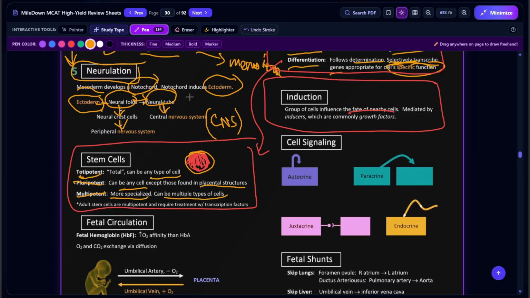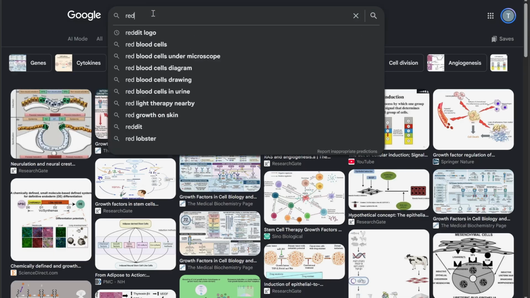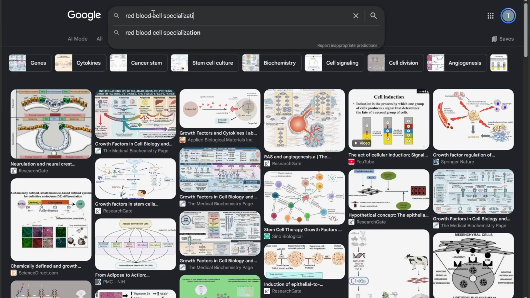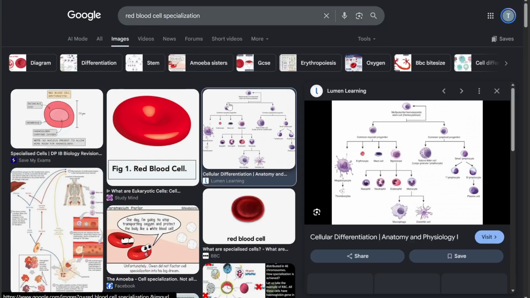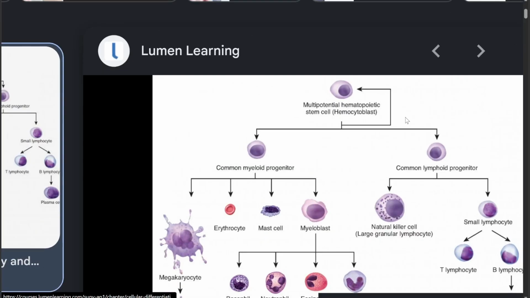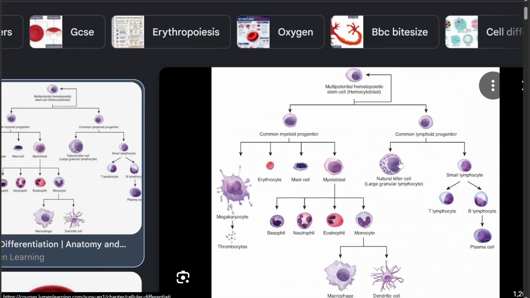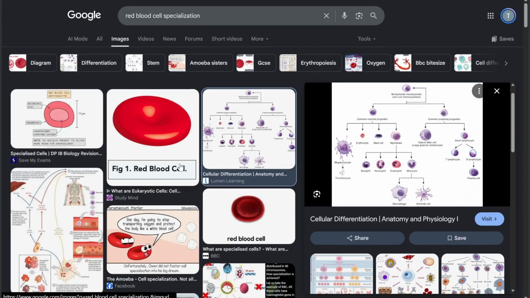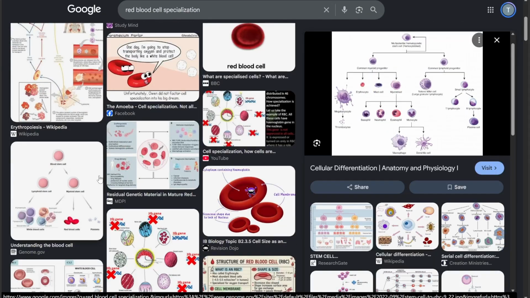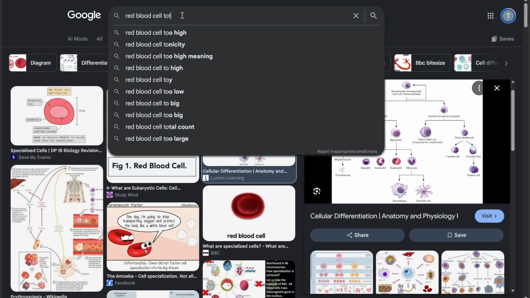So let's look at an example of a red blood cell specialization. Here we go. So let's say you have, oh, well, those are different types of red blood cells. That's not the best image. Let me see. Totipotent.